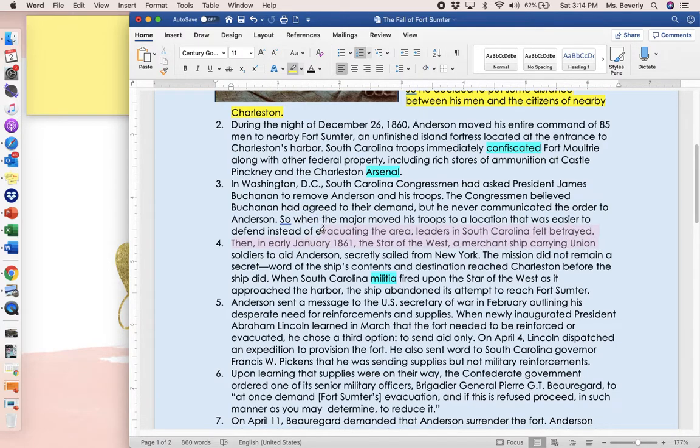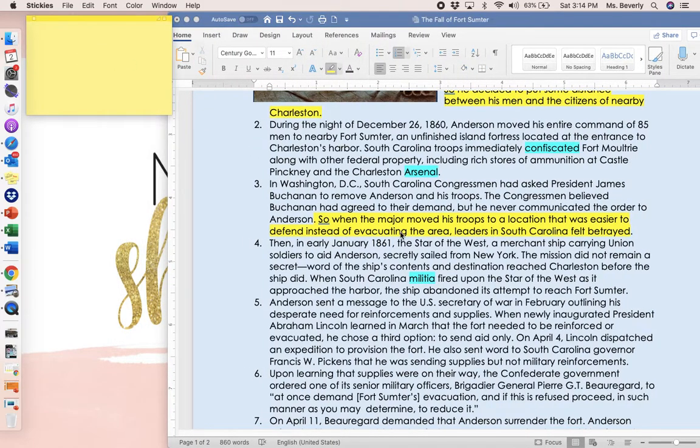I'm going to highlight that sentence because that is super important to me. Oh my gosh. Here we go. So basically, because the president didn't tell Anderson that he had to leave completely, Anderson just moved to another piece of South Carolina's land, and the government there felt betrayed.